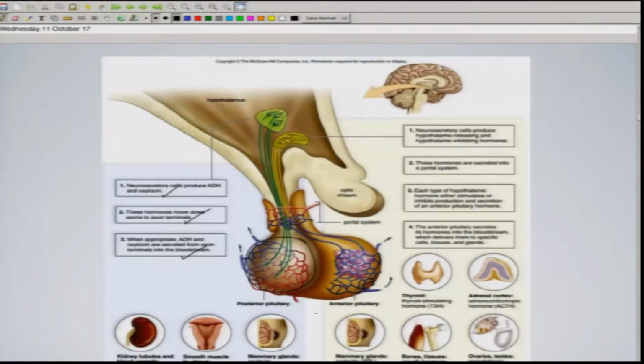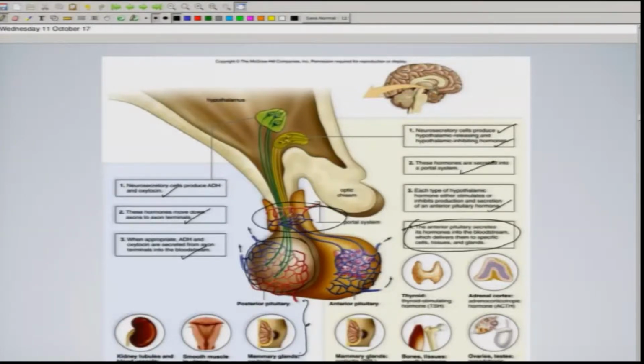Whereas, if you look out here, neurosecretory cells produce hypothalamic releasing and hypothalamic inhibiting hormones. This is for the anterior pituitary, and these hormones are secreted in the portal system. Here you have the portal system sitting. Each type of hypothalamic hormone either stimulates or inhibits production and secretion of anterior pituitary hormones. The anterior pituitary secretes its hormones into the bloodstream, which delivers them to the specific tissues.